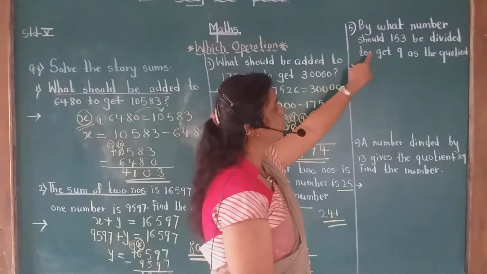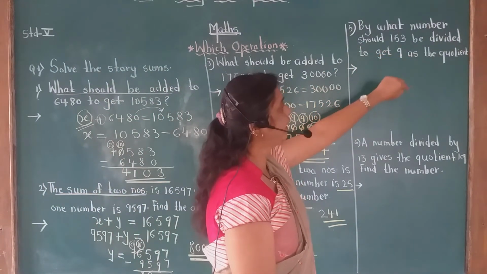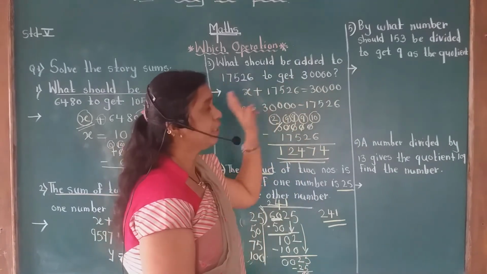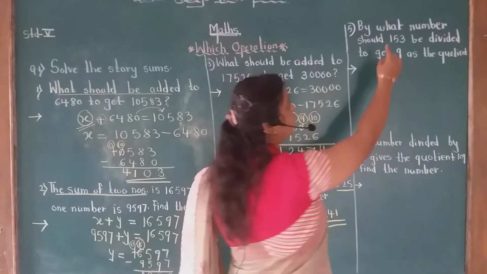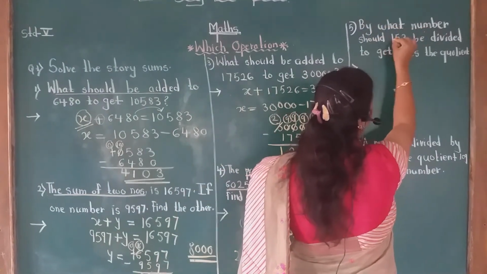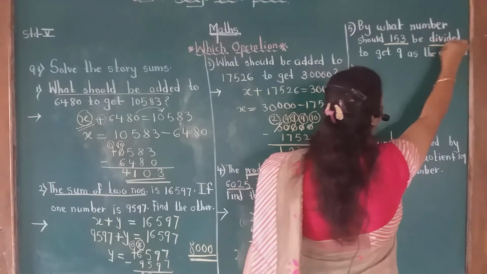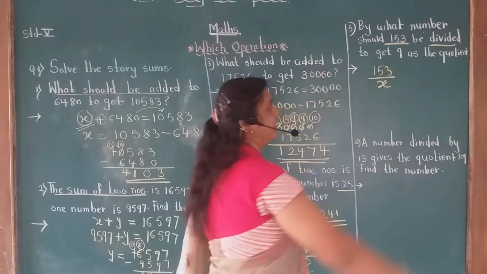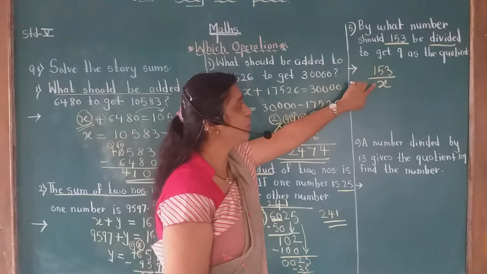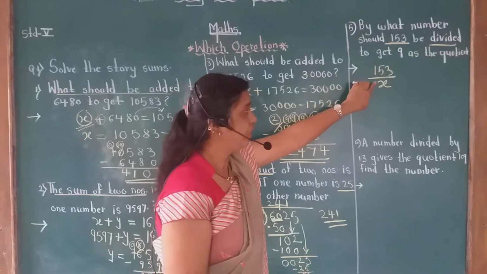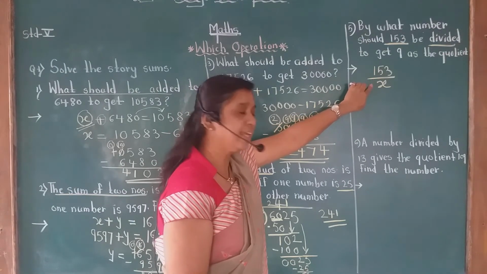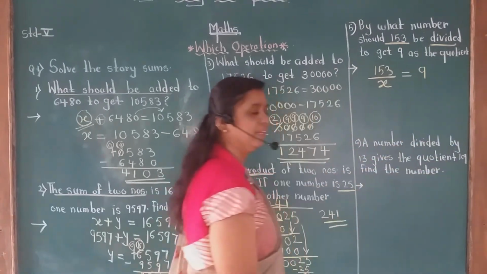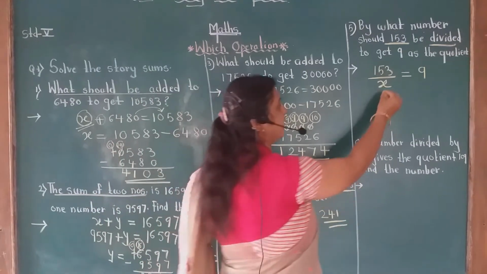By what number should 153 be divided to get 9 as a quotient? Now read it carefully once again. By what number should 153 be divided? We consider x as the number by which it will be divided, because we don't know which number we have to divide by, so we consider this as x. And what is the answer given? It is equal to 9. So you have to find the value of x.